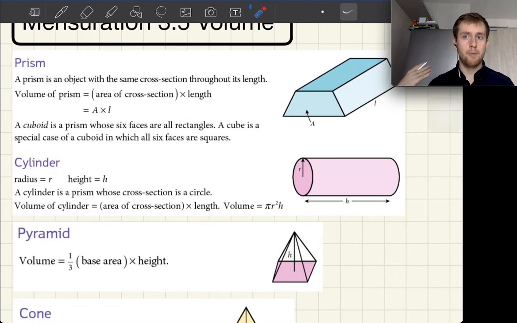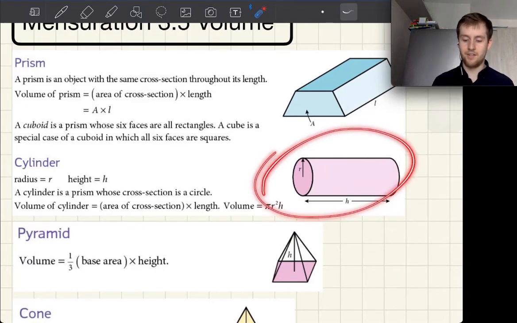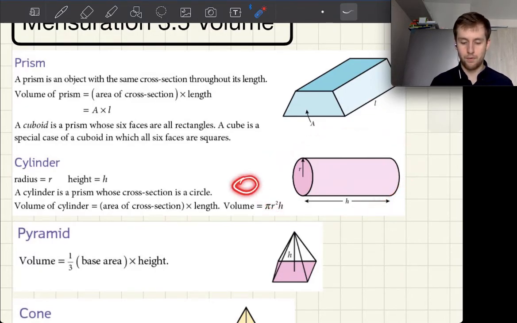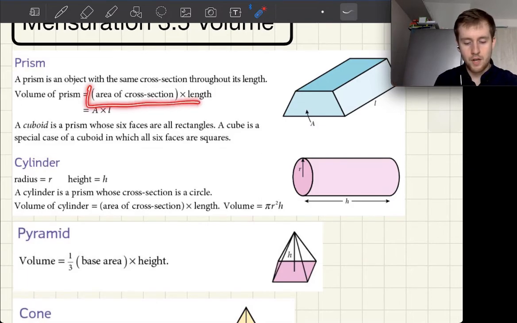And the cylinder, by analogy, is basically a circular prism, so it's just the area of the circle times the height or length, depending on how you put it. If you put it like this, then it's length. If you put the base on the bottom, it becomes a height. Anyway, very easy formula. Again, area of cross-section times length.